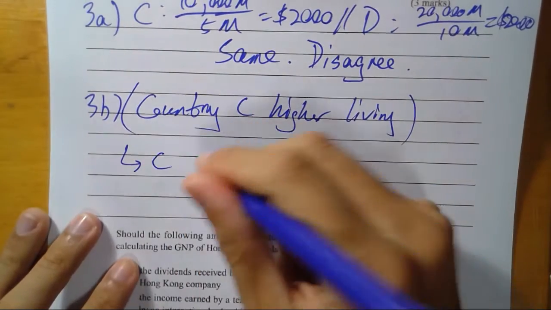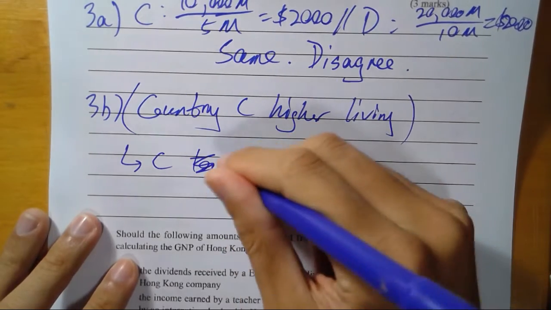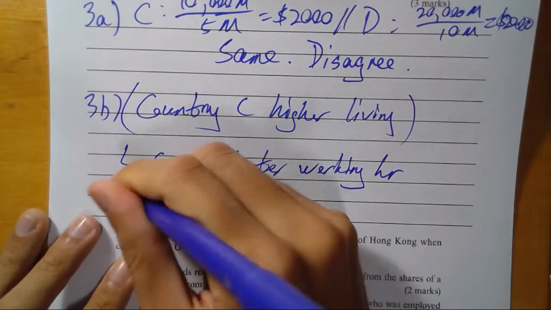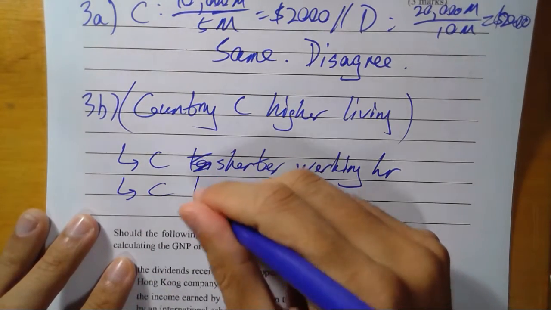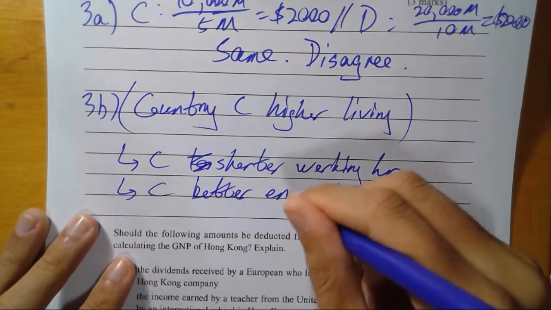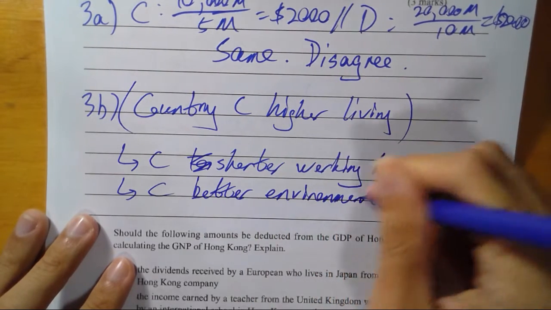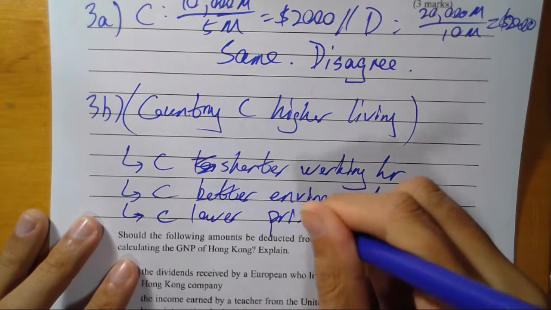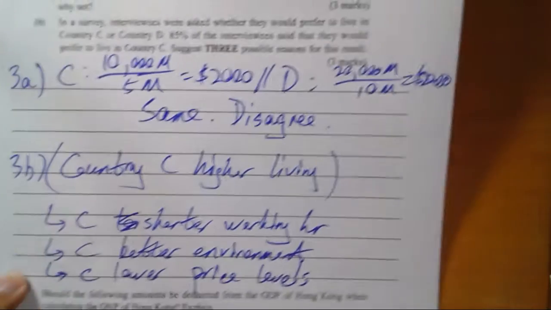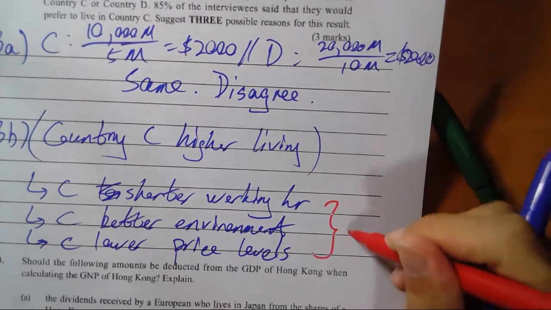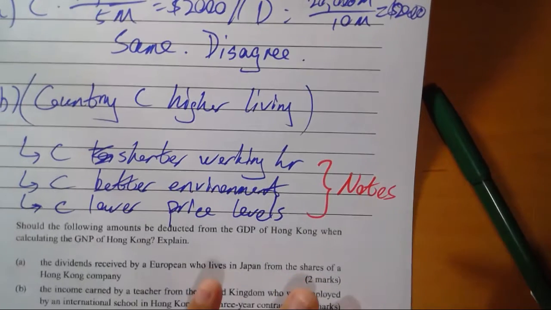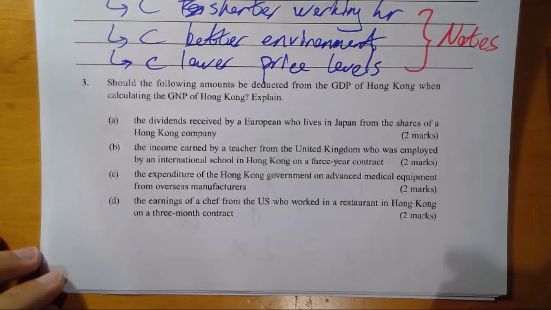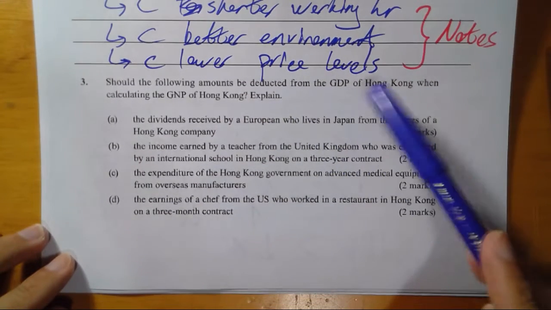For example, country C may have shorter working hours, or a better environment with less pollution, or a lower price level. I will not explain further, have a look yourself and refer to your notes. There is really nothing much to say about these.